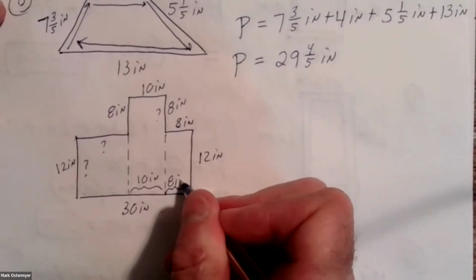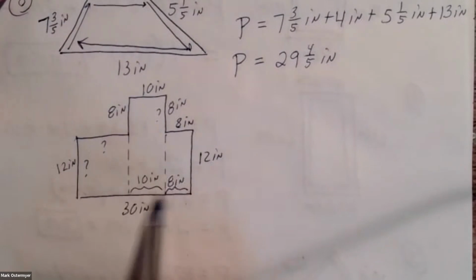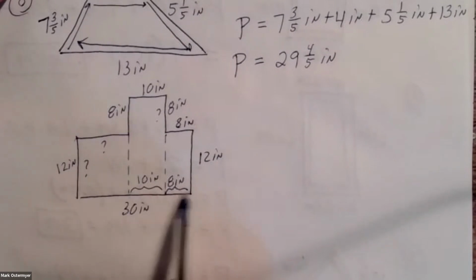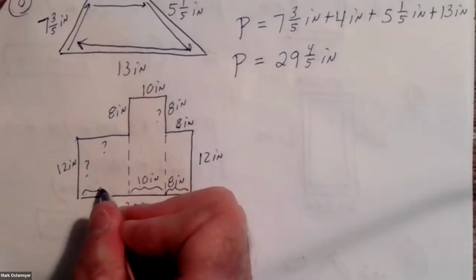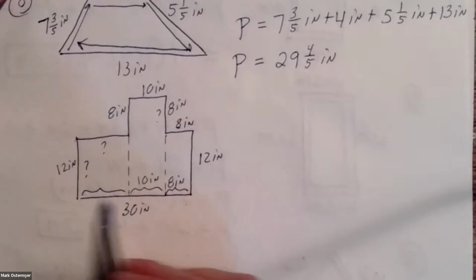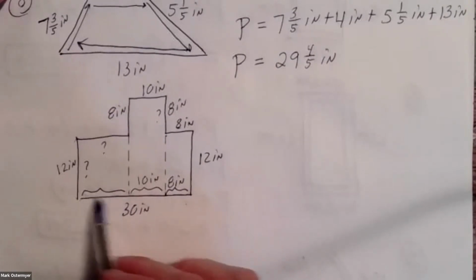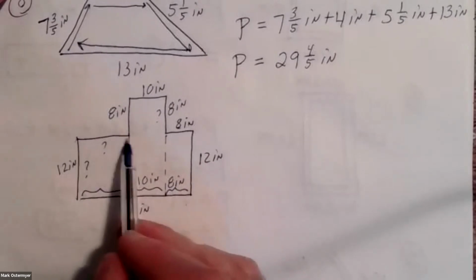8 inches. Do we buy that so far? But ladies and gentlemen, we know here to here is 30 inches. So what would be this length here? Well, do you agree it's going to be 30 inches, subtract 8 inches, and subtract 10 inches? If I take 30 inches and subtract off 8 inches, subtract off 10 inches, that leaves me with this length, which would then be this length.